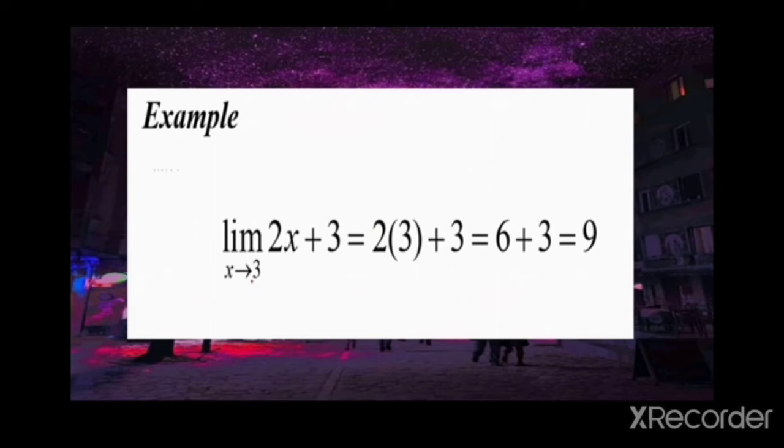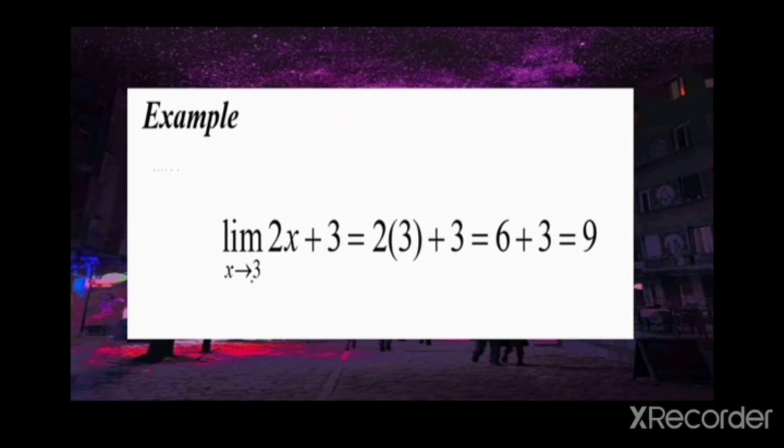So 2 times 3 plus the limit of the constant, which is itself. So we have plus 3. 2 times 3 equals 6, plus 3 equals 9. Therefore, the limit of 2x plus 3 as x approaches 3 is equal to 9. This is simple substitution. So, this is our theorem number 4.